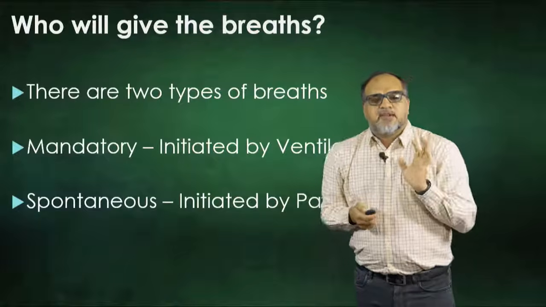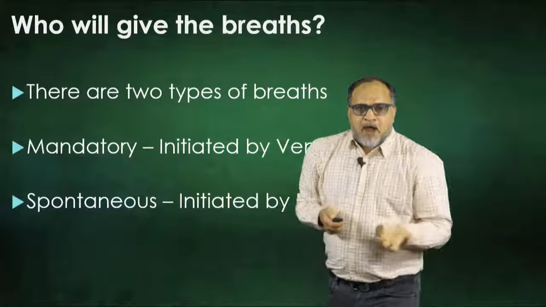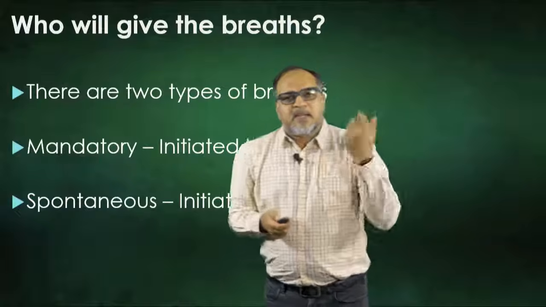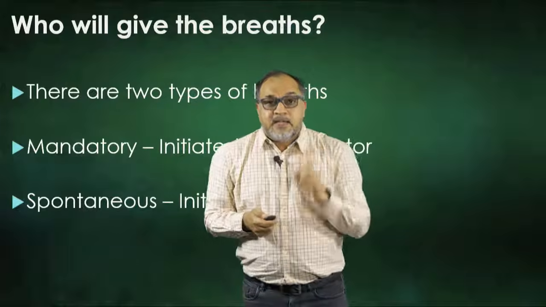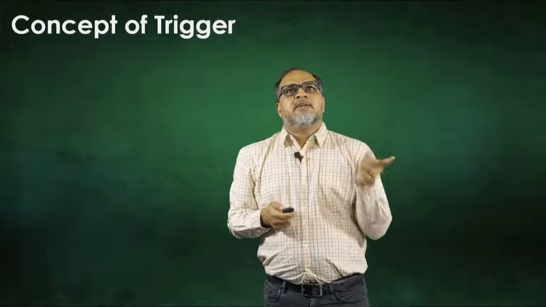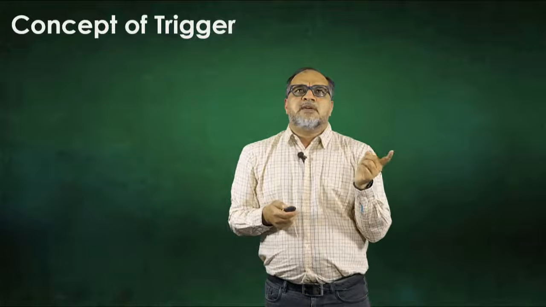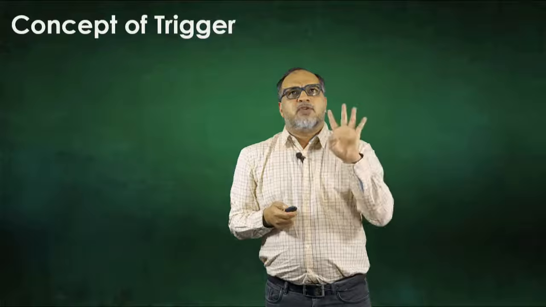There are only two types of breaths. How does a ventilator initiate a breath? The ventilator has no mind of its own. You tell the ventilator that you have to ventilate this person at a rate of 15 breaths per minute. The ventilator calculates, okay, 15 breaths per minute, 60 seconds, 15 breaths. So one breath every 4 seconds.